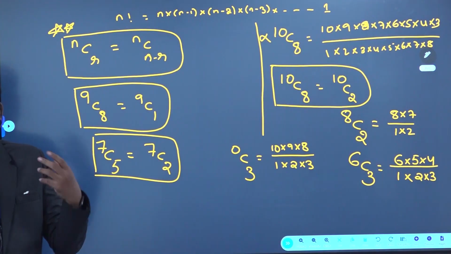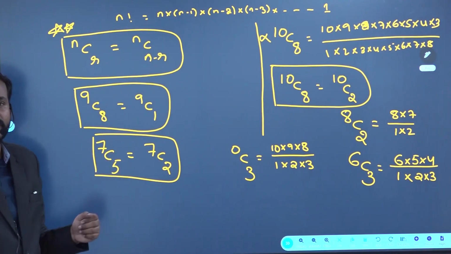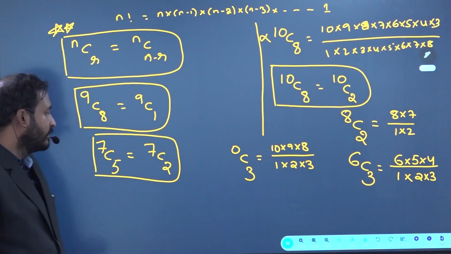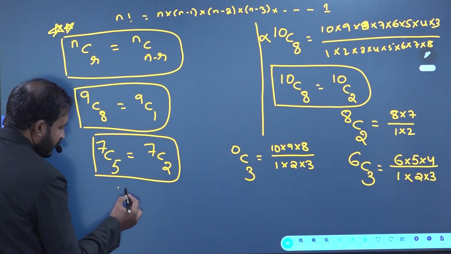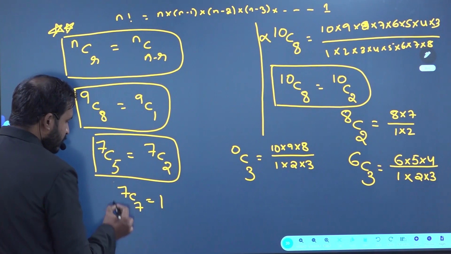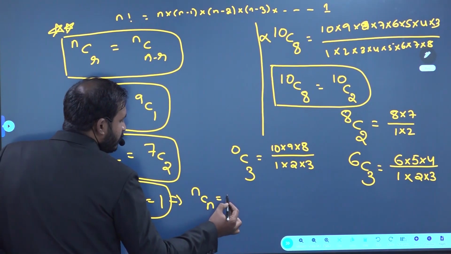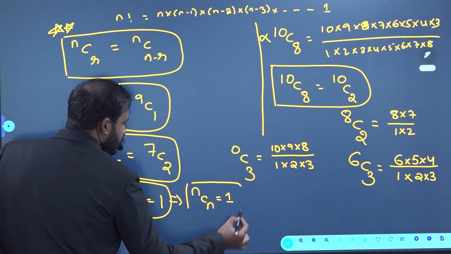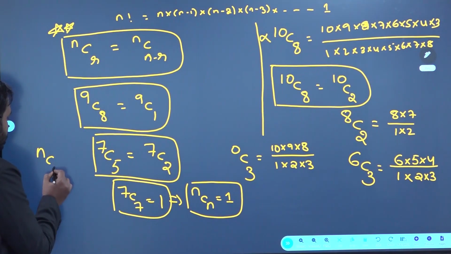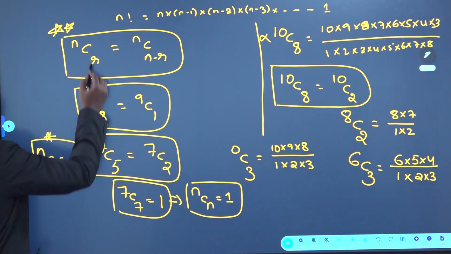But in general, to save some time in the examinations, directly write 7C5 as 7C2. Don't worry, while solving the problems, once again we will discuss them. And some standard things are something like this. 7C7 value will be equal to 1. That is nothing but NCN value will always be equal to 1. And similarly, NC1 value will always be equal to N. So, please try to observe these things.